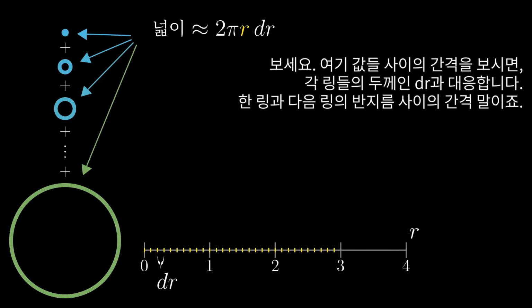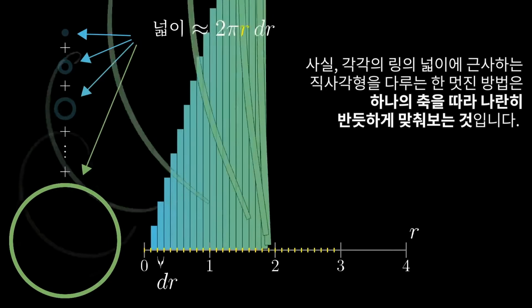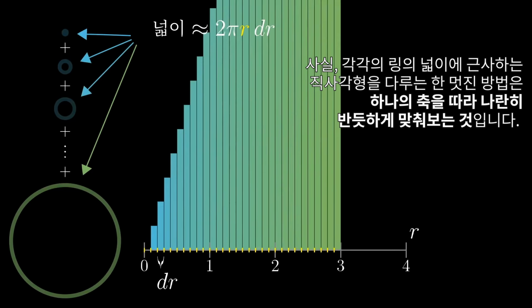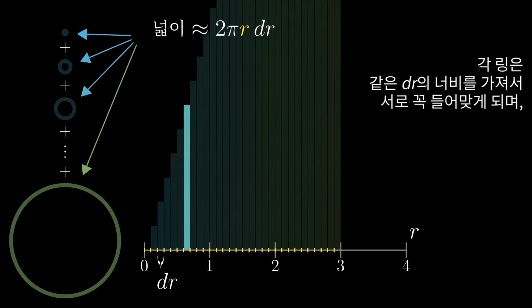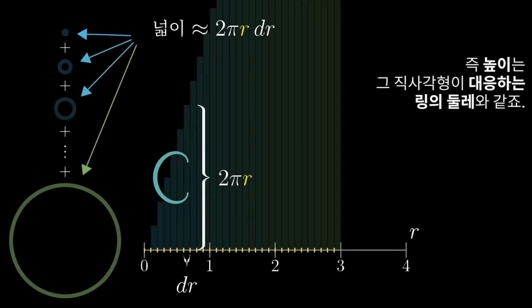And notice that the spacing between the values here corresponds to the thickness dr of each ring, the difference in radius from one ring to the next. In fact, a nice way to think about the rectangles approximating each ring's area is to fit them all upright side by side along this axis. Each one has a thickness dr, which is why they fit so snugly together, and the height of any one of these rectangles sitting above some specific value of r, like 0.6, is exactly 2 pi times that value. That's the circumference of the corresponding ring that this rectangle approximates.